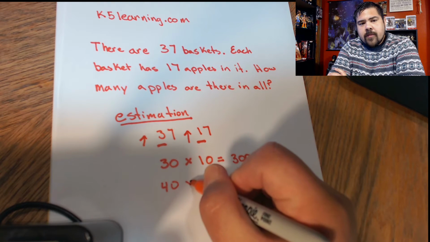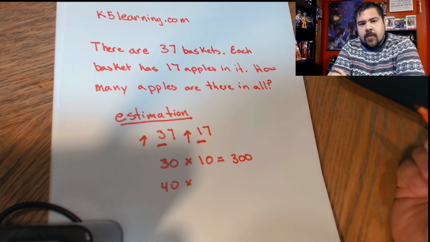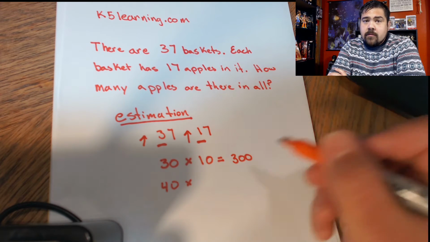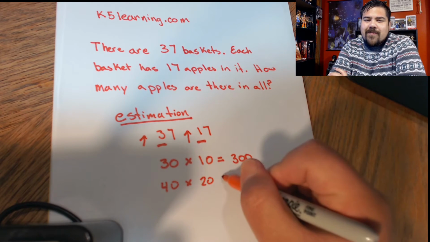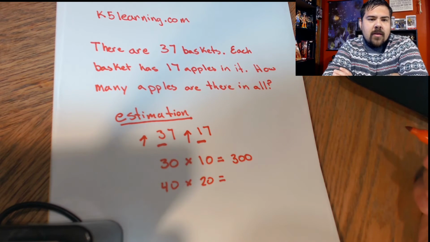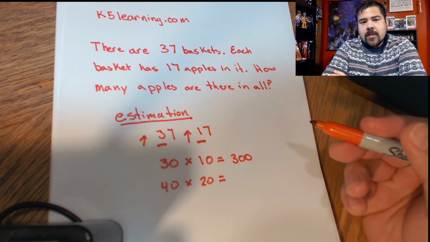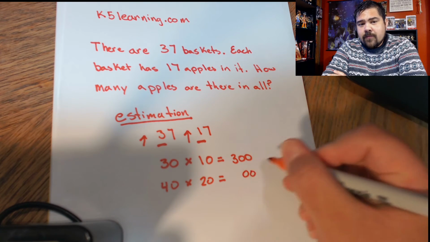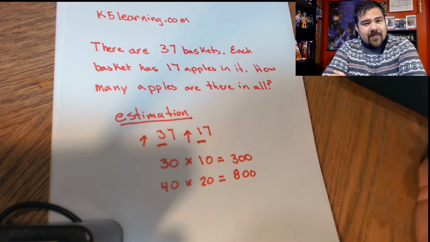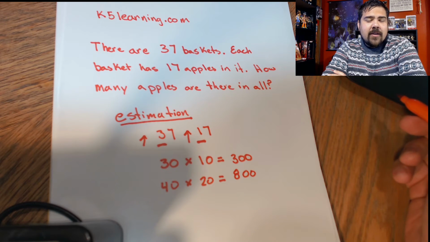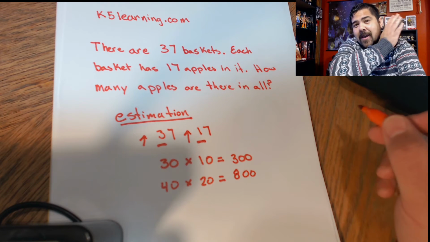So 37 becomes 40, and we're going to multiply that by 20. Just to refresh your skills, guys, what is 40 times 20? Does anybody know? 40 times 20? If you guessed 800, go ahead and give yourself a pat on the back.